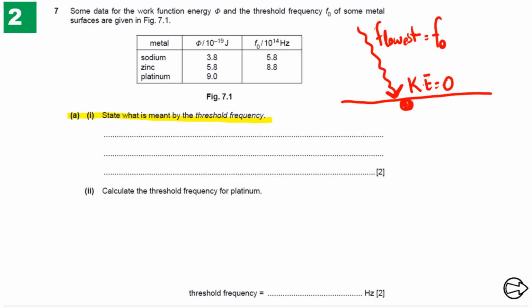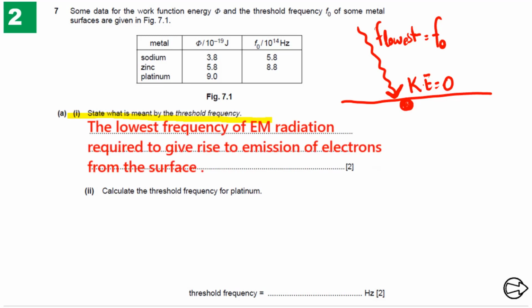Let's try to state what threshold frequency is. This is how we can state what is meant by the threshold frequency. Simply, the lowest frequency of electromagnetic radiation we need for the emission of photoelectrons from the surface of a metal. And threshold frequency is different for different metals.